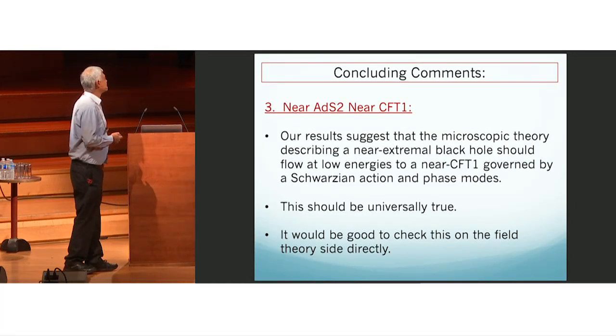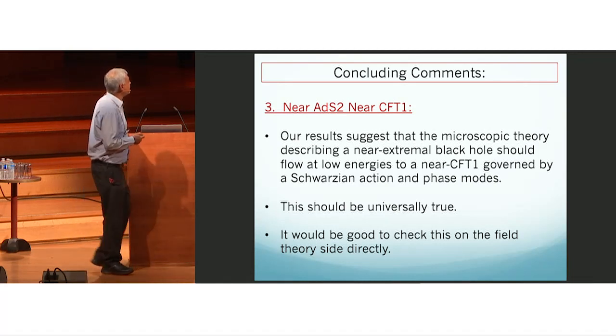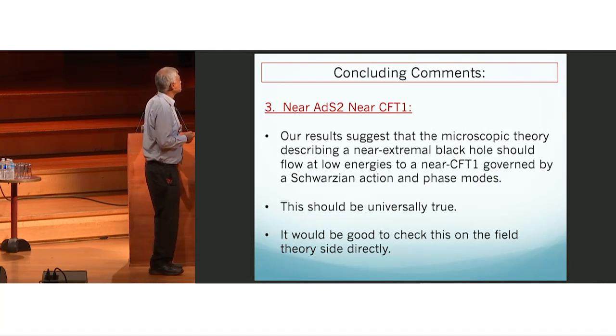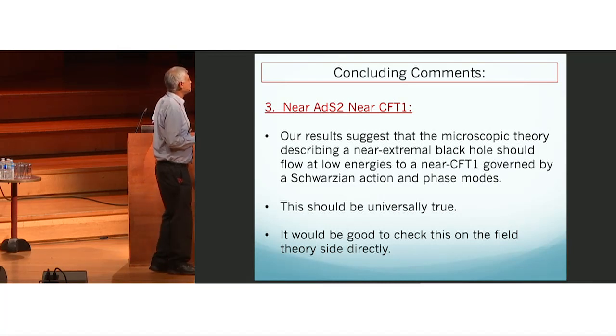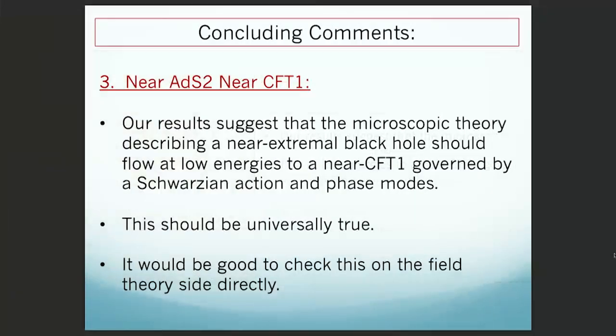There are a few interesting open directions. Our results suggest that any microscopic theory which has a gravity dual, which is an extremal or near extremal black hole, at low energy should give rise to a near CFT1, like in the SYK model, governed by a Schwarzian action along with phase modes, except these will be unitary theories in general.